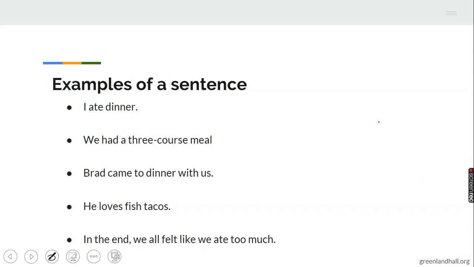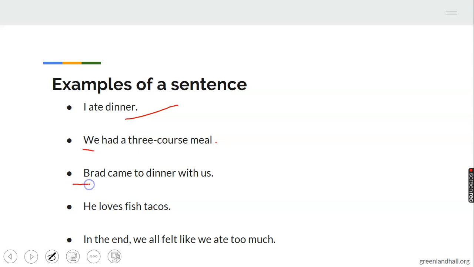Let's go to the third example. Third slide, we talked about examples of a sentence. I'll give you some sentences here. We have the first one, I ate dinner. It has subjects and it has predicates. We had a 3-course meal. It starts with the feature, like I told you. It starts with the capital letter, ends with a full stop. Then it has subjects and the predicates. That's the structure. Good. Then Brad came to dinner with us.